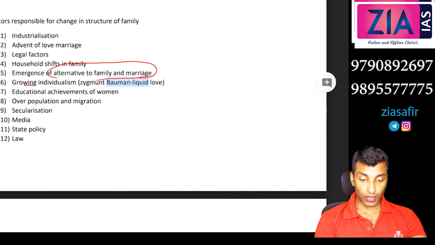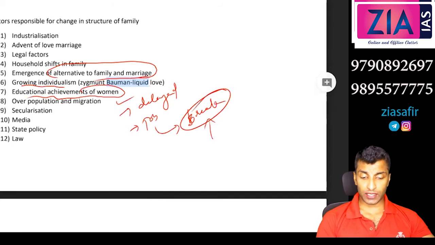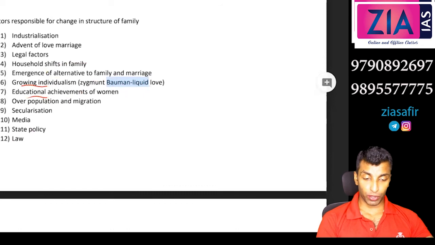Then growing individualism. Okay, educational achievements of women: because of educational qualification, women's marriage is delayed and she is able to get better jobs, okay, job security, and because of this job security there is a possibility of breakdown in family. Okay, so whatever is coming to your imagination, you don't need a specific study to write all these things. It's up to you. All these are open to you now.